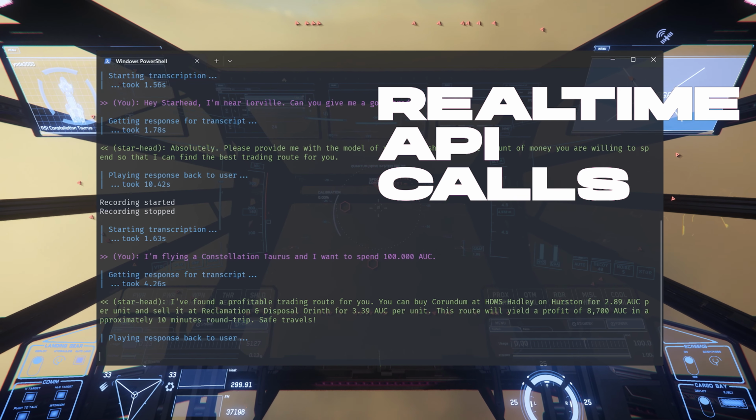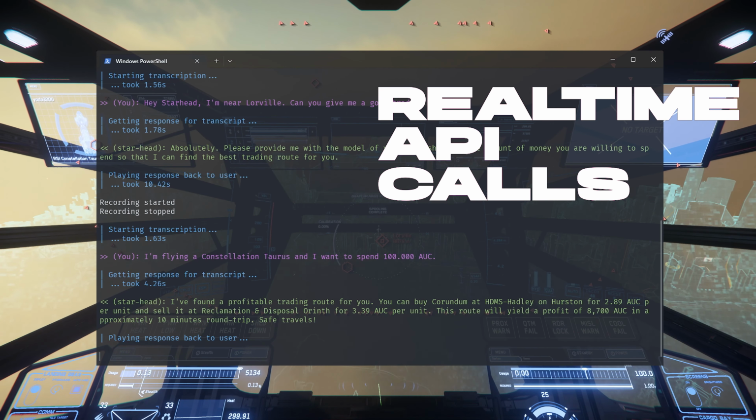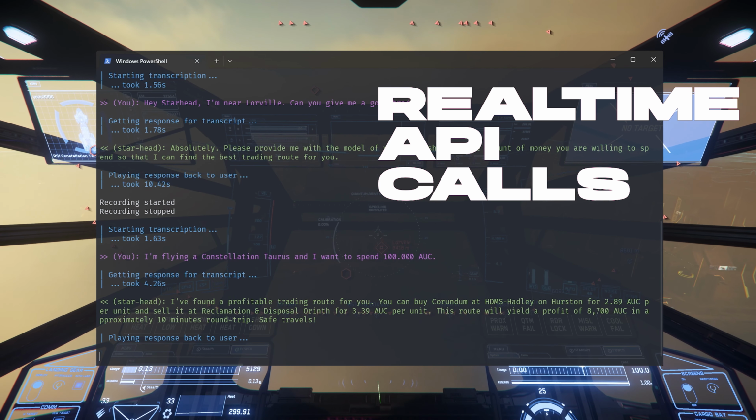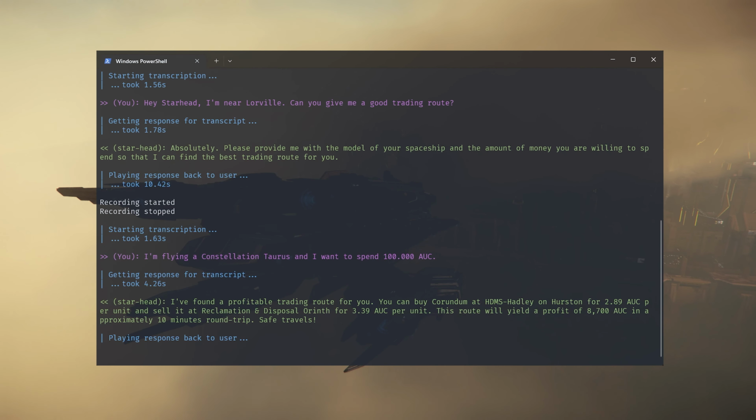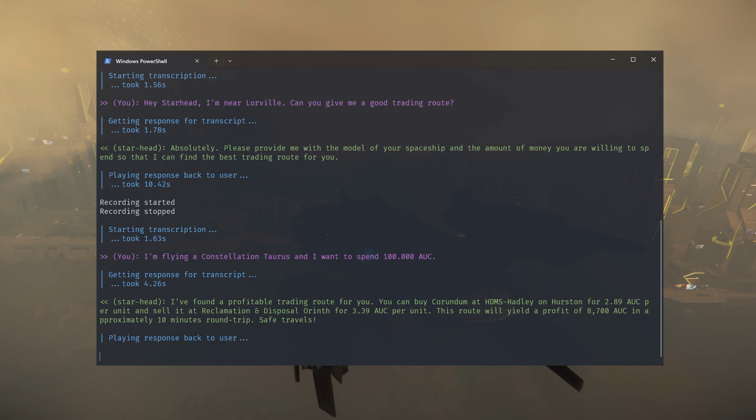I've found a profitable trading route for you. You can buy Corundum at HDMS Hadley on Hurston for 2.89 AUC per unit and sell it at Reclamation and Disposal Orinth for 3.39 AUC per unit. This route will yield a profit of 8,700 AUC in approximately 10 minutes round trip. Safe travels!